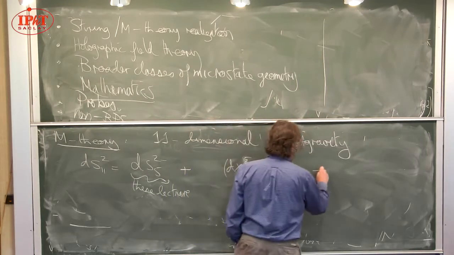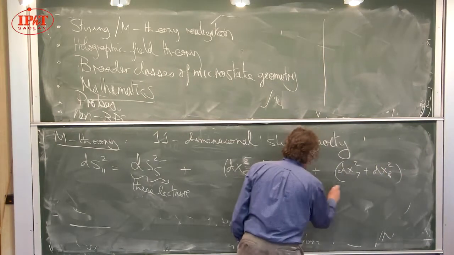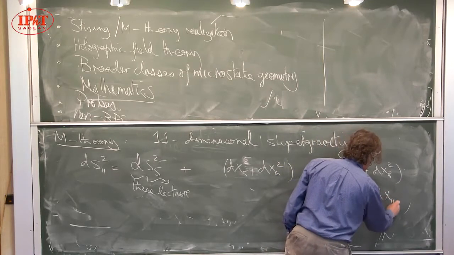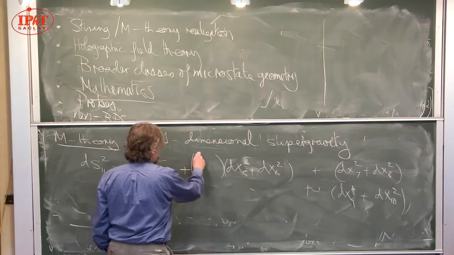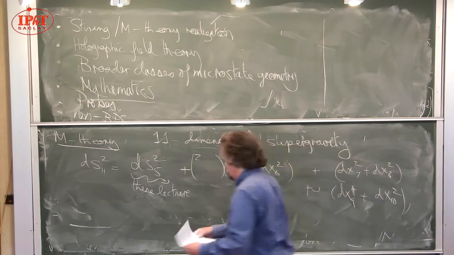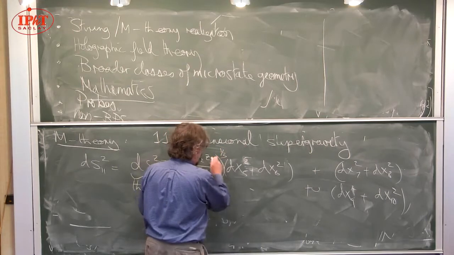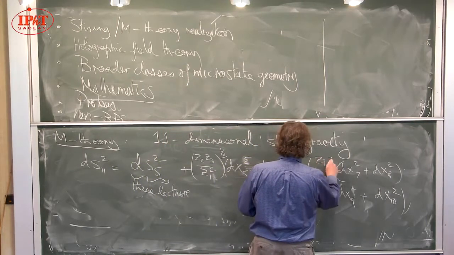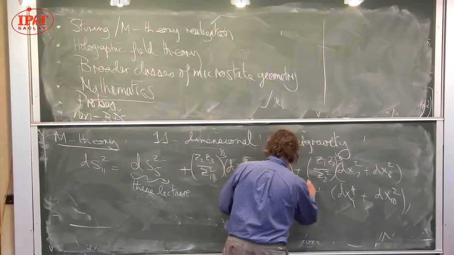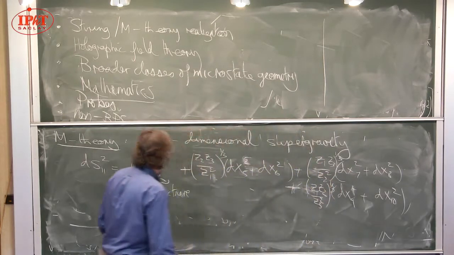Just add six more dimensions, dx6, dx7, dx8 squared, and I'm leaving spaces for an obvious thing, dx9 squared, dx10 squared. And then there are factors here which are things like, let me get it right, Z1, Z3 over Z2 squared, Z2, Z3 over Z1 squared, all to the third power. And then here there is Z1, Z3 over Z2 squared, also to the third. And this one here is Z1, Z2 over Z3 squared, to the third. I'll say more about those terms in a minute.